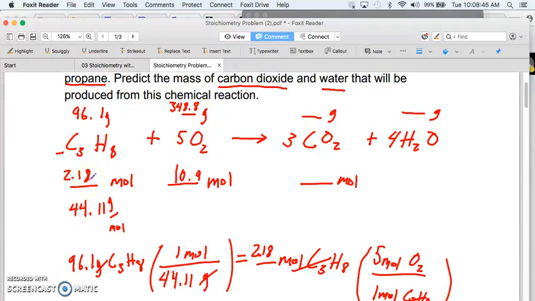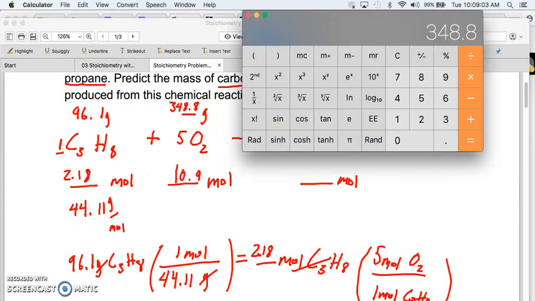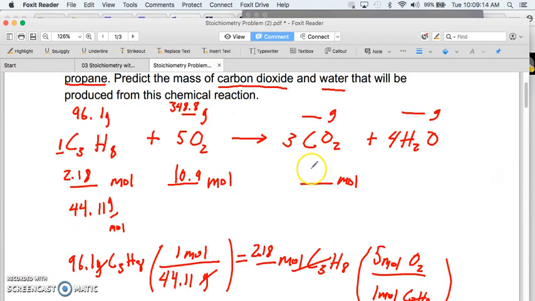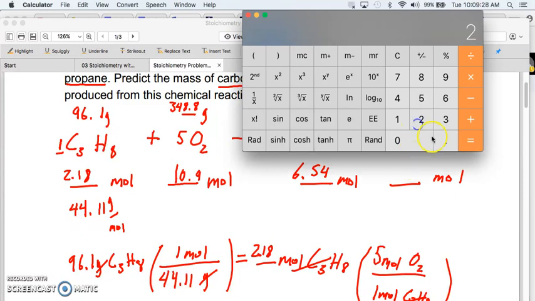Let's go ahead and use the propane to be consistent here. So for every one, right, there's a 1 right here. For every 1 propane, we get 3 carbon dioxide. So we're going to take 2.18 and multiply it by 3 here. We're just using the mole to mole ratio. So that would be 6.54. And then the same thing here with water. We're going to do 2.18 times 4. Okay, 8.72 moles.